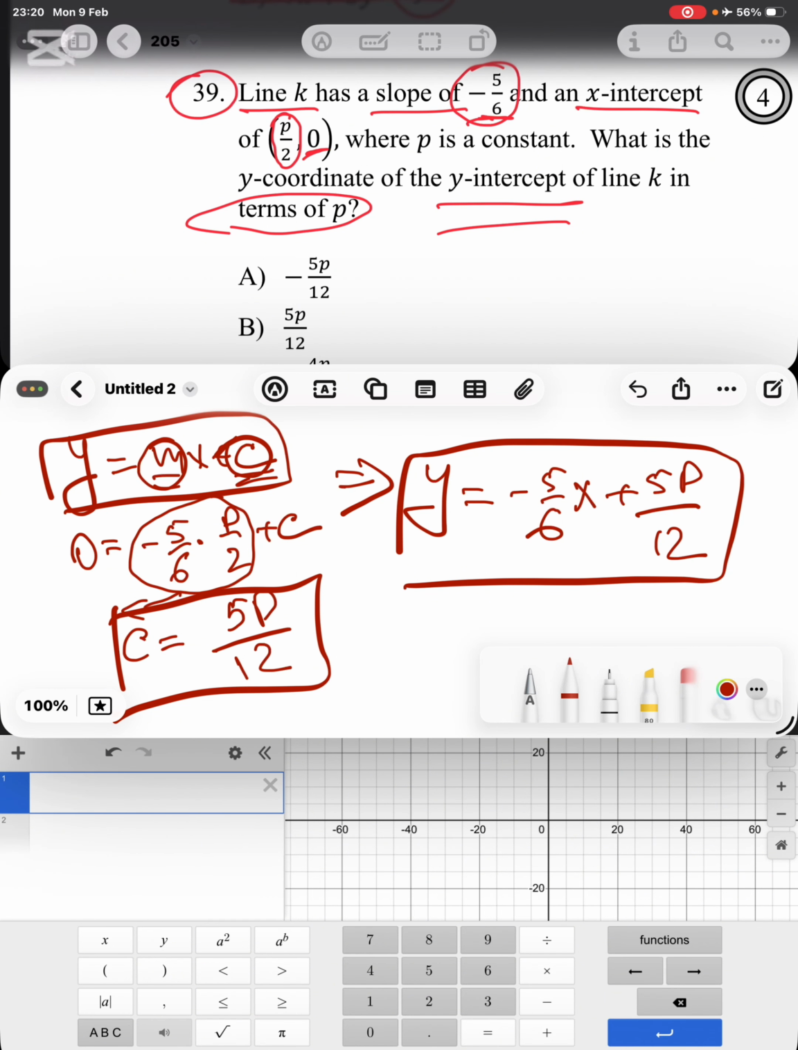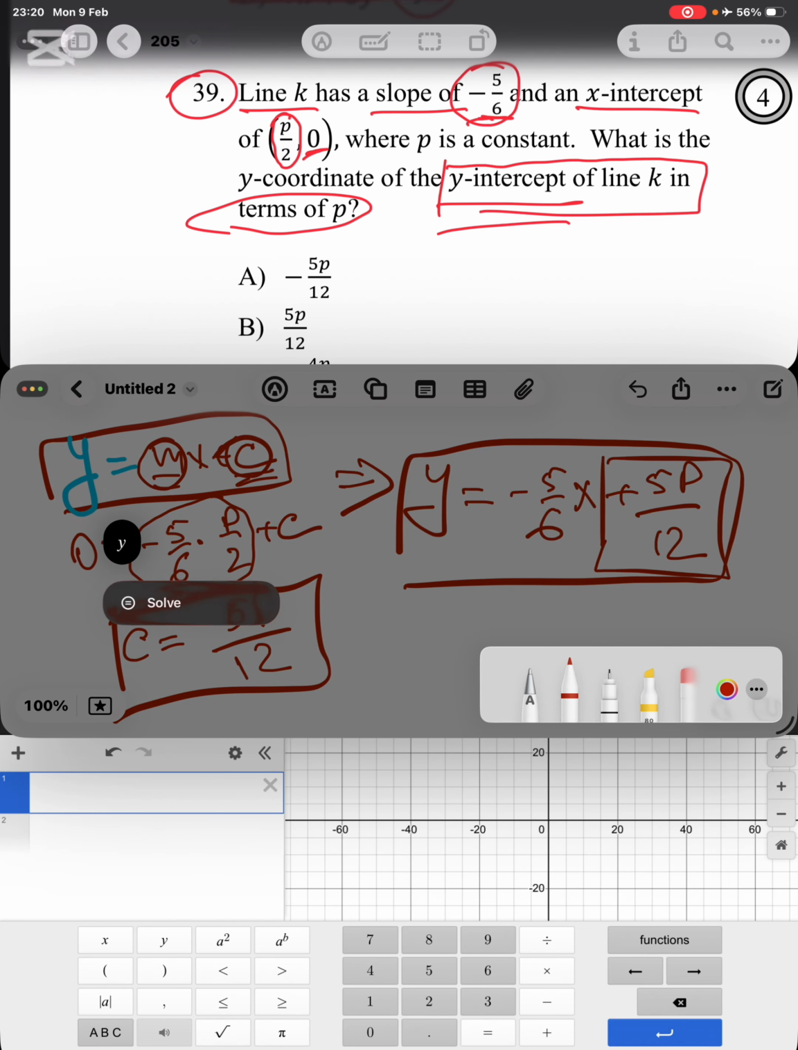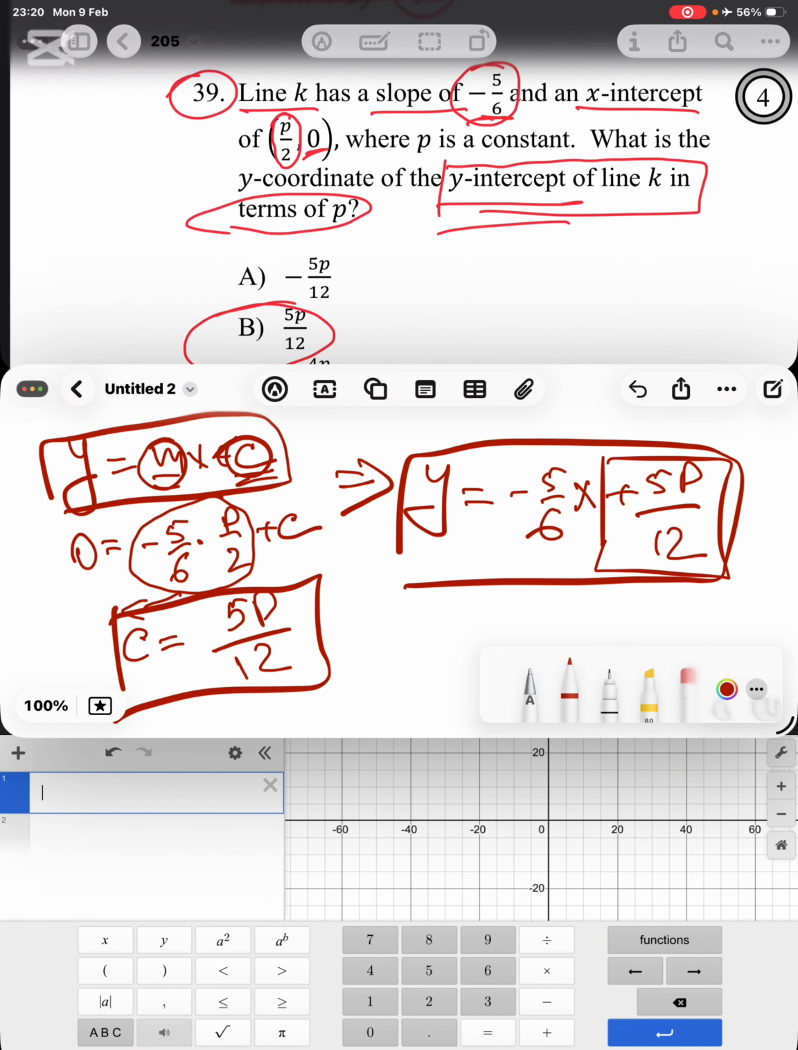It says we have to find the y-intercept of the line. So don't forget that this expression is going to be the y-intercept of the line. So in this case, the answer should be what then? Definitely B choice.